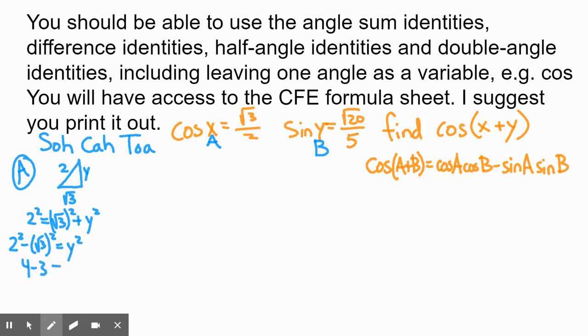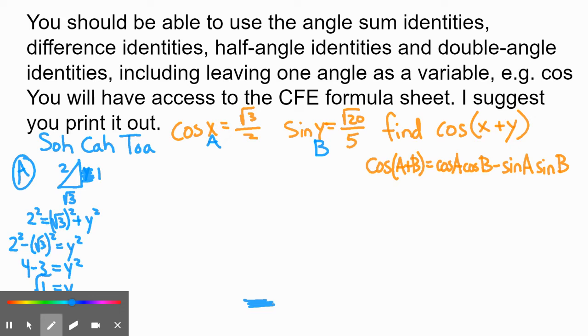So 4 minus 3 equals y squared. So 1. Square root of 1 equals y. So 1 equals y. And you might have already seen that, if you were paying attention on the unit circle slide, you would know that. So that's already, we'll just do that. So that's going to be 1.